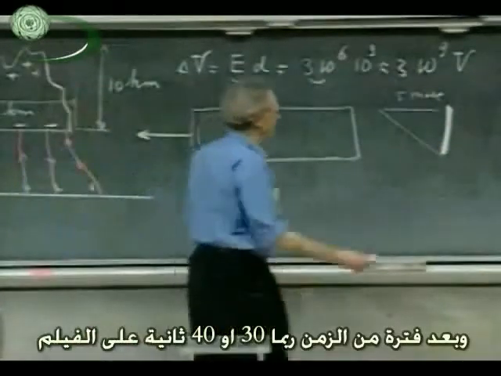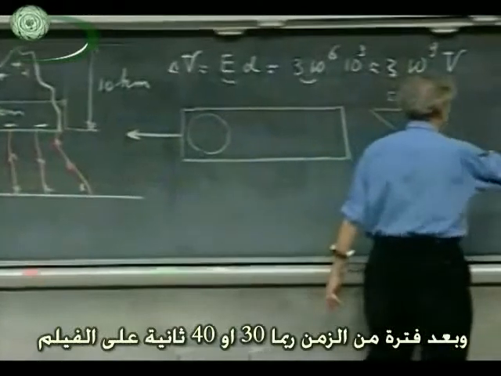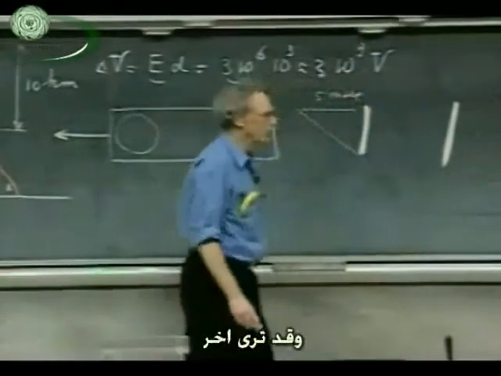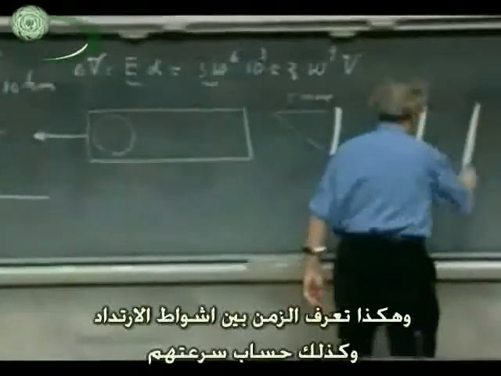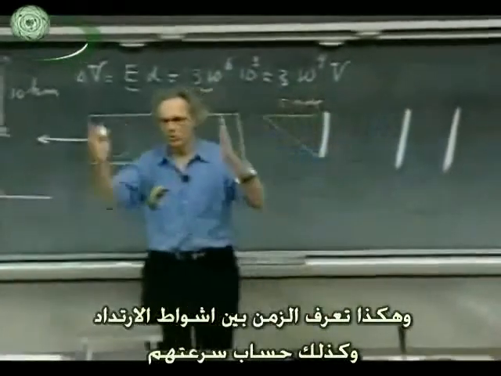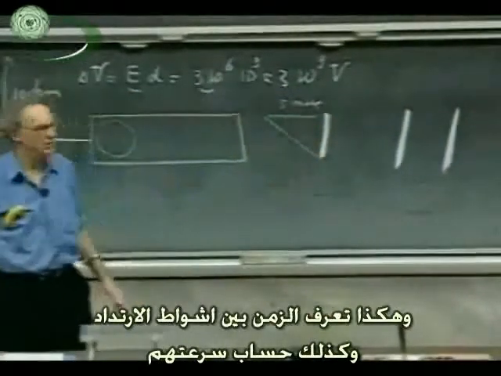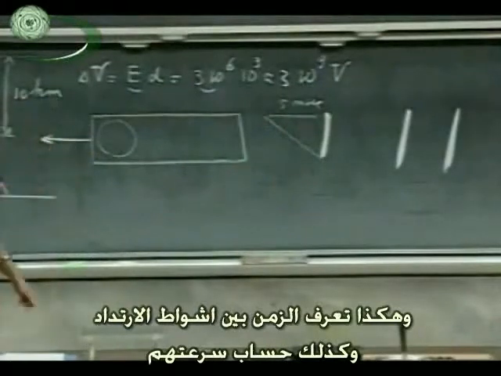And then later in time, maybe 30, 40 milliseconds later on the film, you may see another return stroke, and you may see another one. And so you can see then how long the time was between the return strokes, and you can also calculate their speeds.